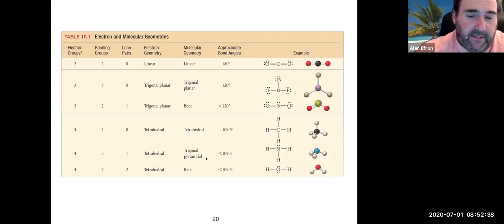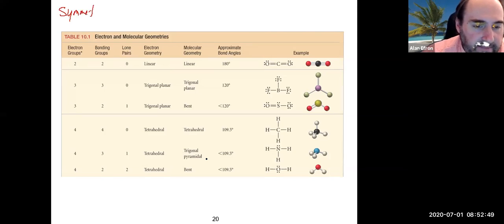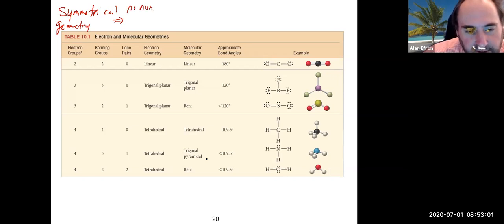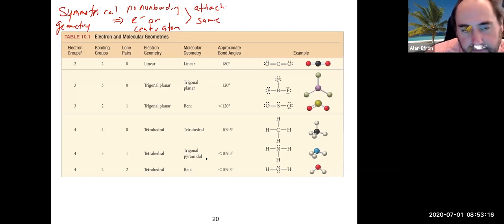All right, so if we look at our chart here, and again, you have a similar chart in your book, if you look at these molecular geometries, there are some symmetrical geometries. And typically, if you have a symmetrical geometry, you typically will have no non-bonding electrons on the center atom. And if everything attached is the same, it typically will be a non-polar molecule.